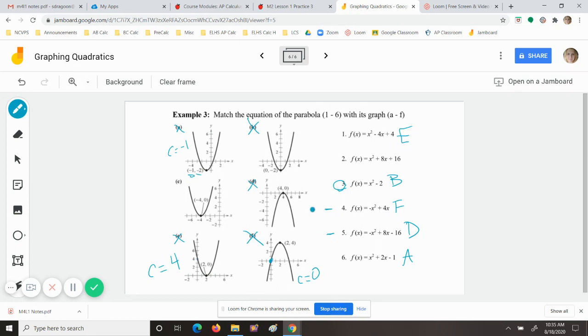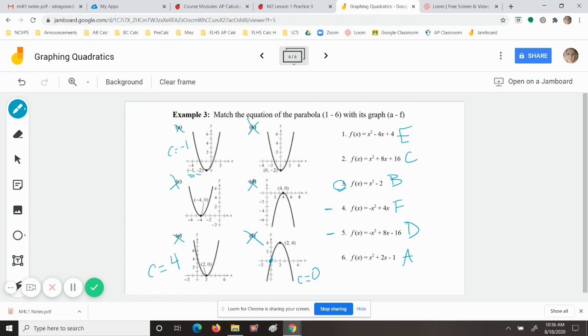Last one left is C, which means it has to match up with 2. Let's talk about a few things. The C value is 16, so that means that the y-intercept is way up high at 16, which matches with this graph. We could find the vertex, negative b over 2a. So negative 8 over 2 times 1 is going to give us negative 4 for the x-coordinate. Plug that back in and we would get 0 for the y-coordinate, which is also the x-intercept.